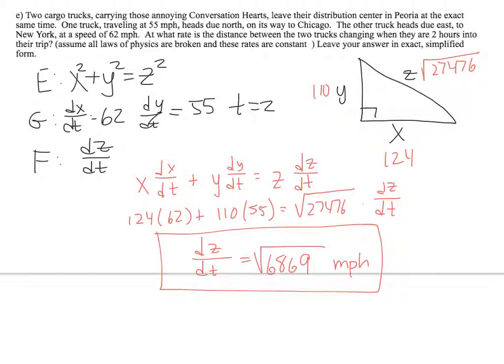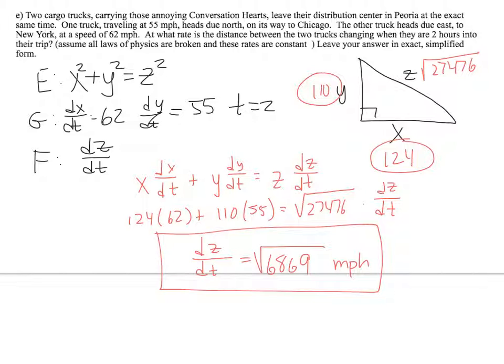Alright, in this one, again, a little Pythagorean relationship, x squared plus y squared equals z squared. When being told that t is equal to 2, you can get some lengths on your triangle. So if you know the rate is 62, 62 times 2 is 124 miles for the x direction, 55 times 2 is 110, and then knowing x and y, you can get z to be the square root of 27,476 miles. That gives you your values of x, y, and z.